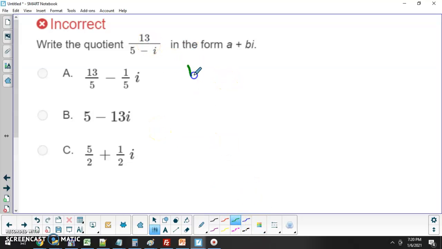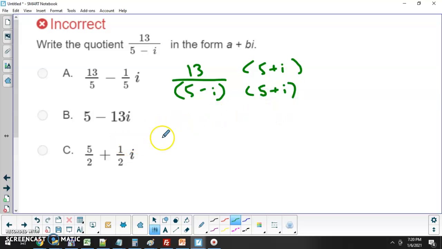A lot of you guys missed this one. I mean, this one, we've done a lot of times something like it. To get rid of an imaginary number in the denominator, which is what they want you to do, you need to multiply by that thing that I keep on saying called the conjugate. This is called the complex conjugate. So you have the same real part, you change the imaginary part.